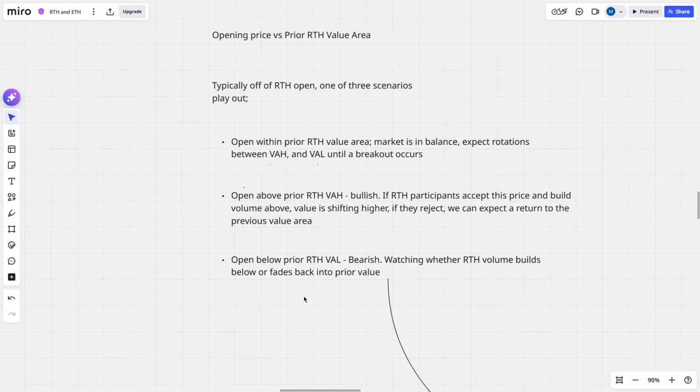So then with this, we can move on to the opening below the RTH value area low. That would infer that we are bearish, and we can confirm this further by watching this RTH volume build below the value area. And if it does not, then it would want to return to prior value or areas of consolidation and such like. And we can compare this and add confluences to stack the probabilities even more in our favor.